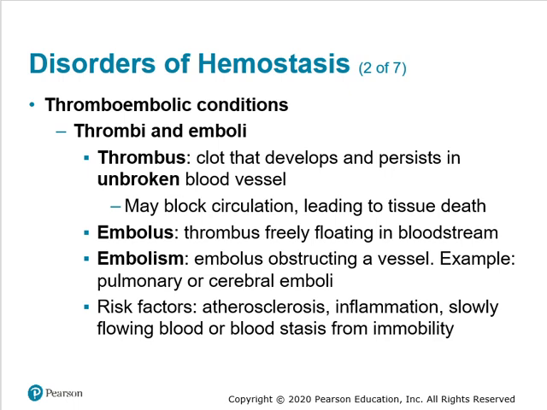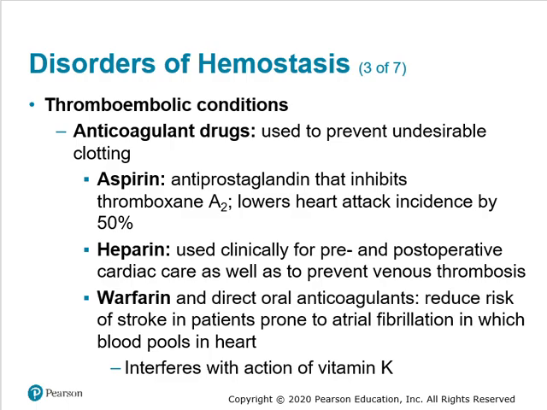And risk factors for the development of a thrombus that might turn into an embolus that could cause an embolism are atherosclerosis and inflammation. Those things produce either interactions or disruptions to blood flow, or friction and kind of bumpy inside layers of blood vessels that allow for platelet sticking, or even slowly flowing blood or blood stasis from immobility. Those can lead to thromboembolic conditions. Now, one way to treat these would be anticoagulant drugs used to prevent undesirable clotting, like aspirin, heparin, and warfarin.